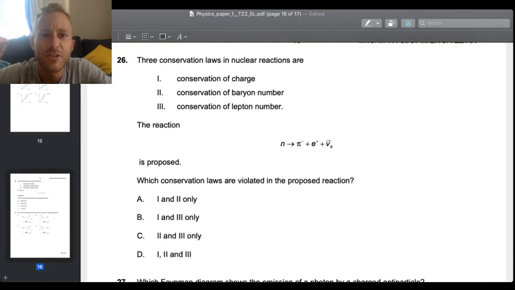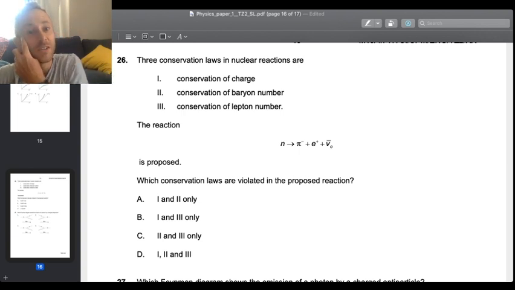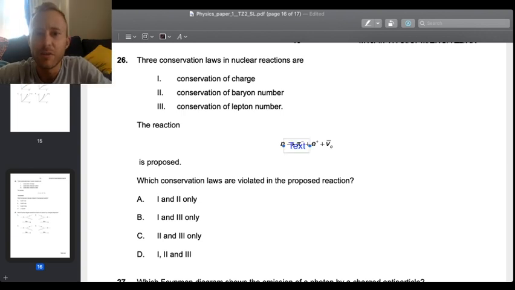The 3 conservation laws in nuclear reactions are conservation of charge, baryon number, and lepton number. Which conservation laws are violated in the proposed reaction? So, again, oh my gosh, almost everything is violated here. If we look at the lepton number, a neutron is 0. So let's look at it in terms of lepton number.